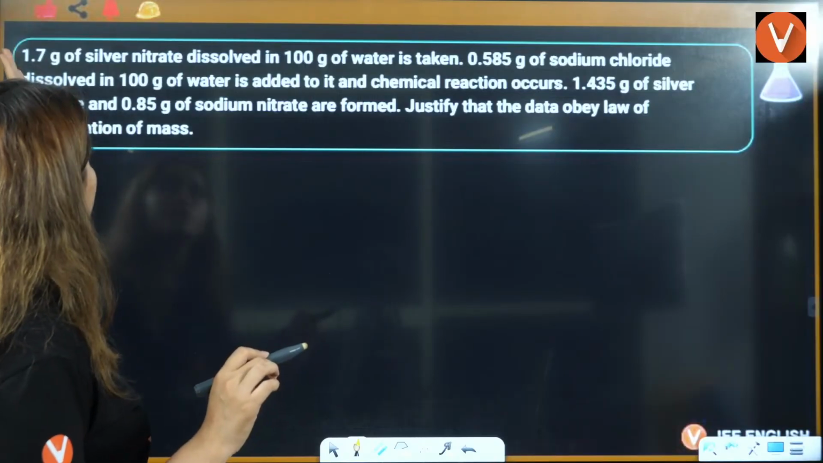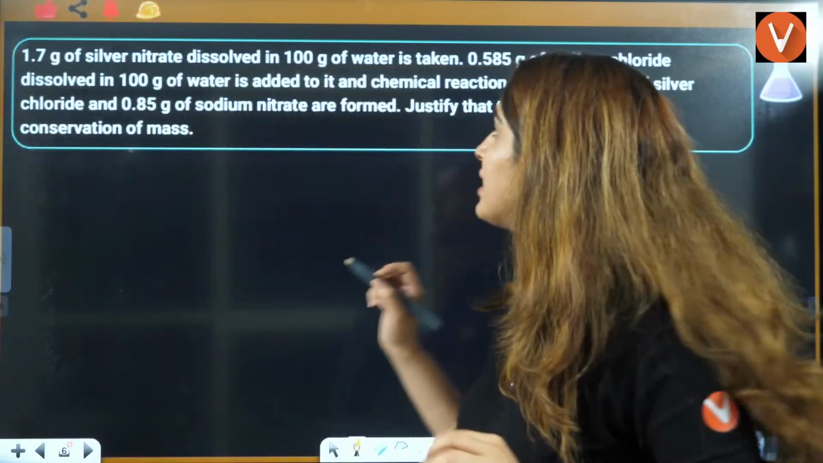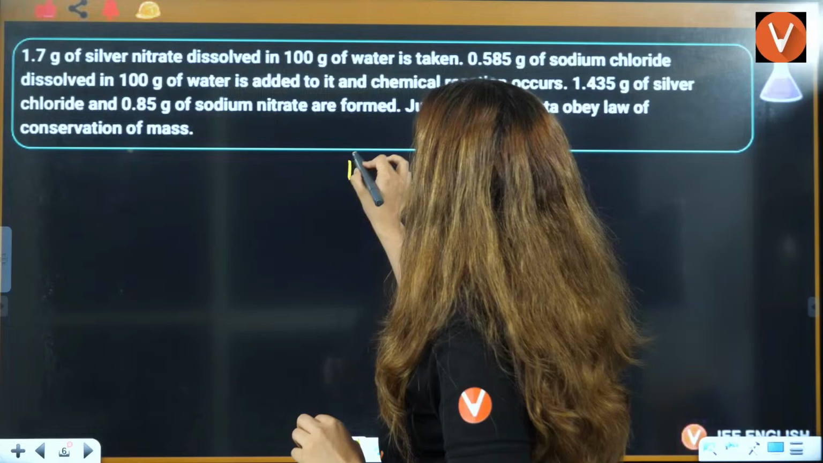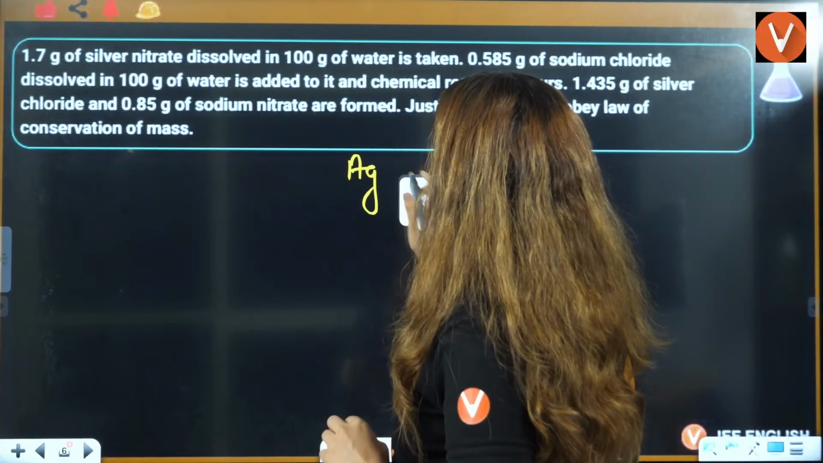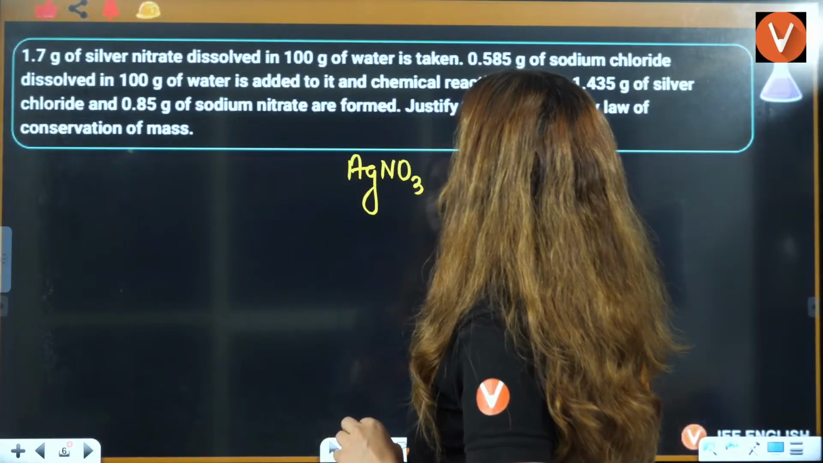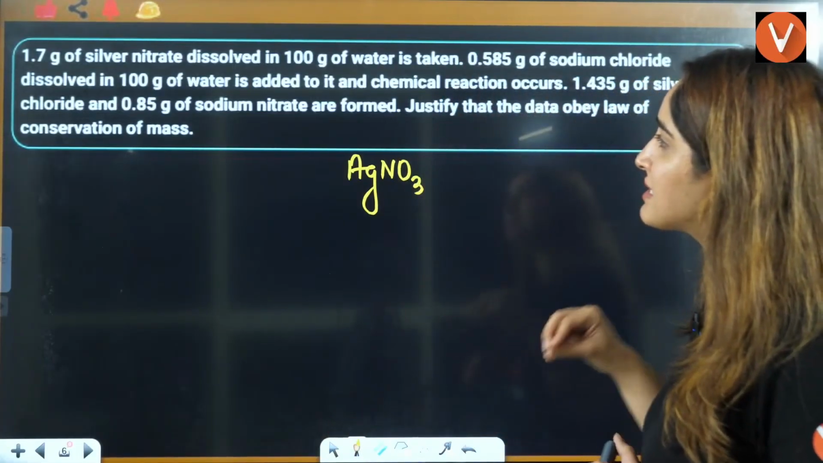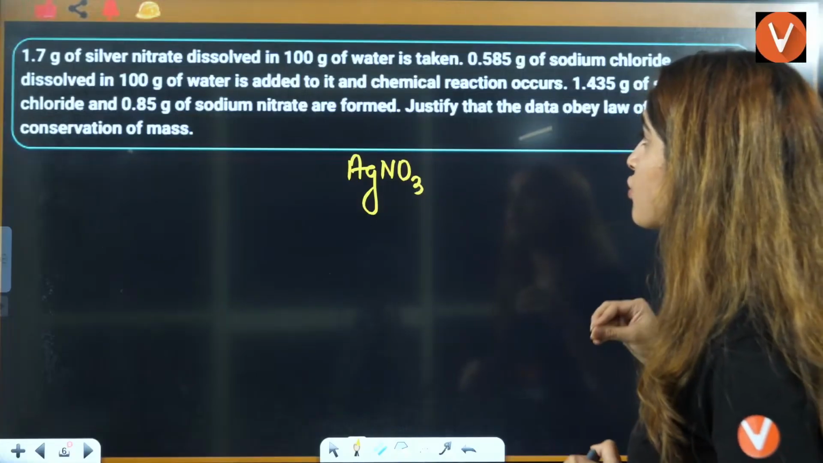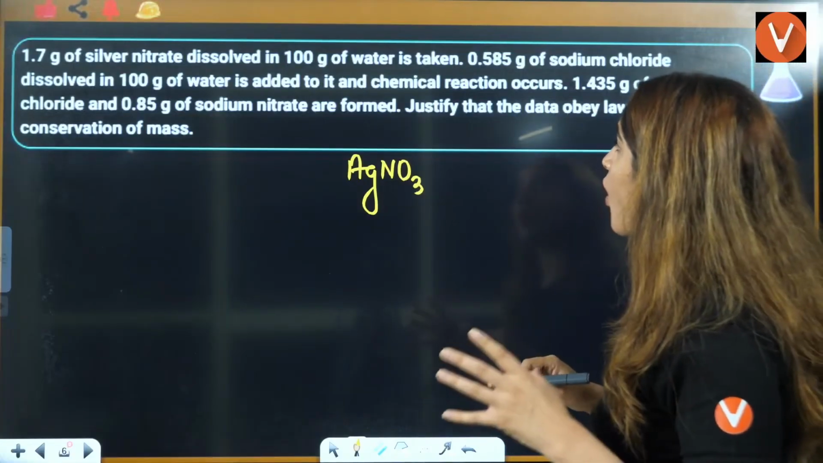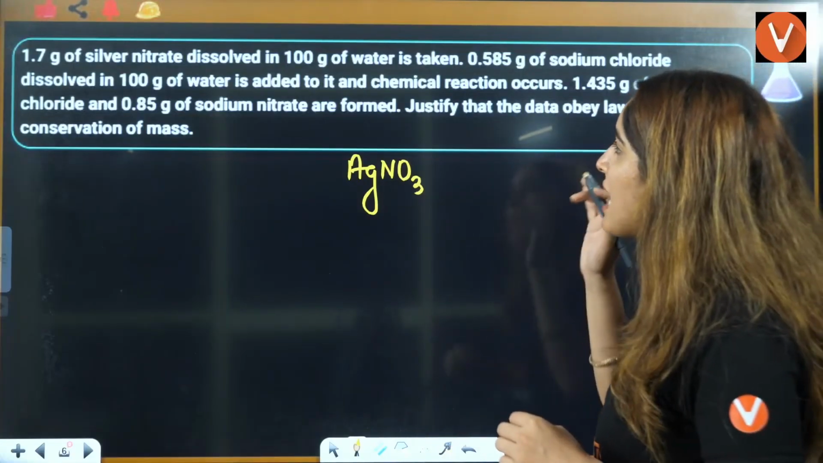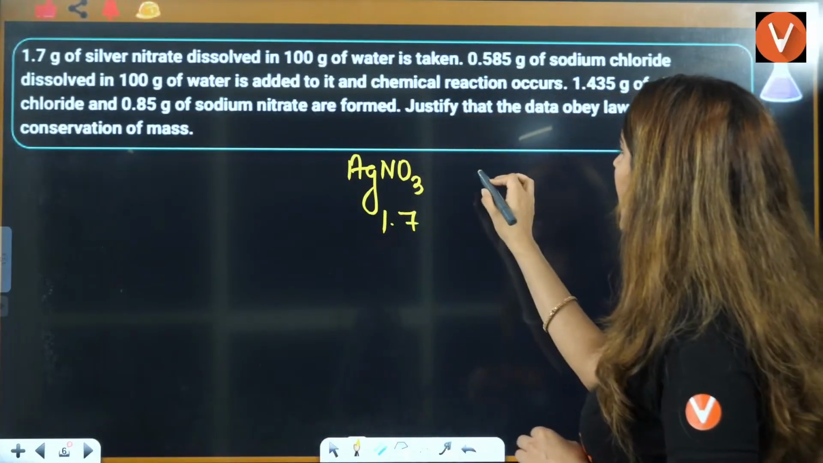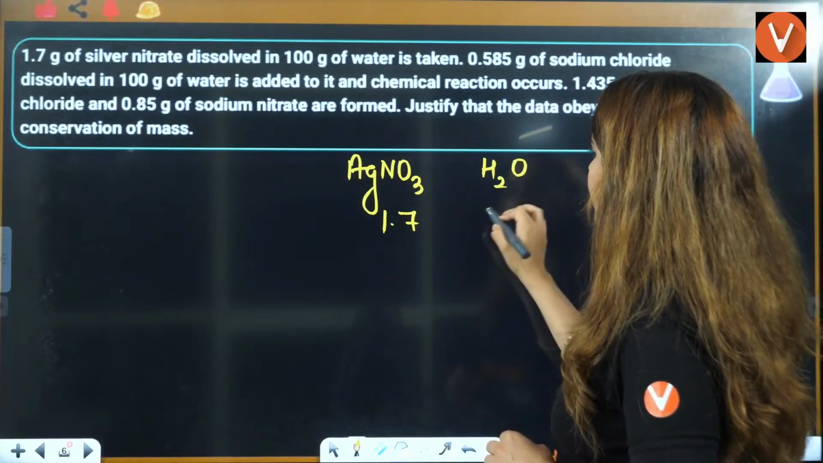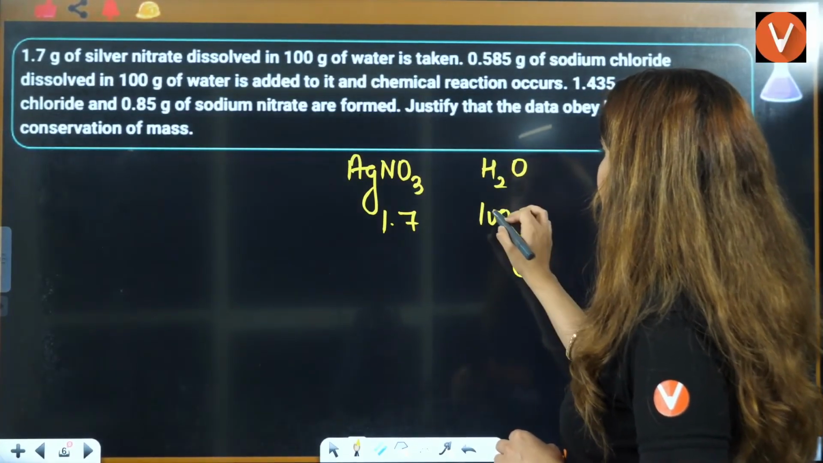So, the first question is 1.7 gram of silver nitrate. Silver is Ag, nitrate is NO3 negative, so this will form AgNO3. Now, they are saying that 1.7 gram of silver nitrate dissolved in 100 grams of water is taken. So this is 1.7 gram dissolved in 100 gram of water.